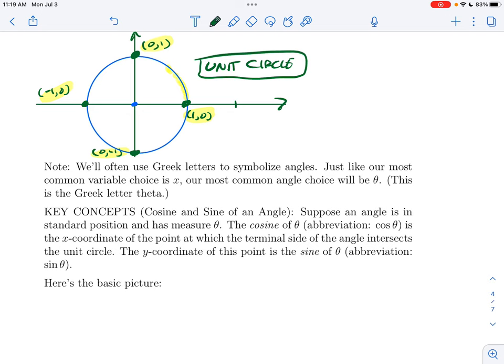It's not always X, but that's kind of our go-to variable. With angles, our go-to choice will be the Greek letter theta. So this is what the symbol looks like. It's kind of like a zero with a horizontal slash through it in the middle. So here we're going to define two key concepts.